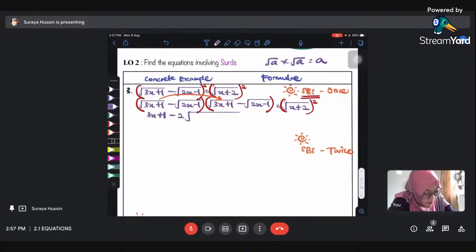times, wow, miss panjangnya. Yes, panjang sebab ada 2 bracket dalam ni. How do you know? Because I'm good at the rules of surd. Okay, so this is where you darabkan 3x tambah 1 darabkan dengan 2x tolak 1.